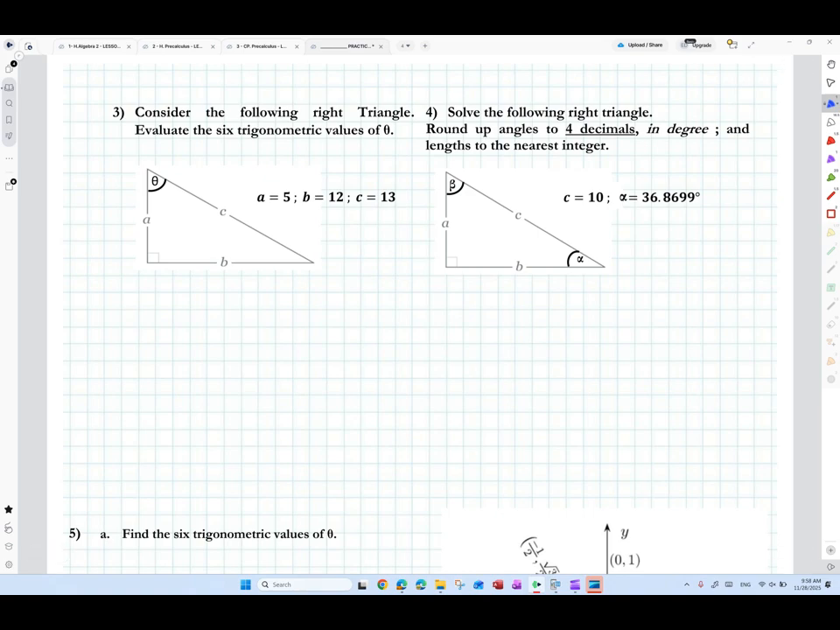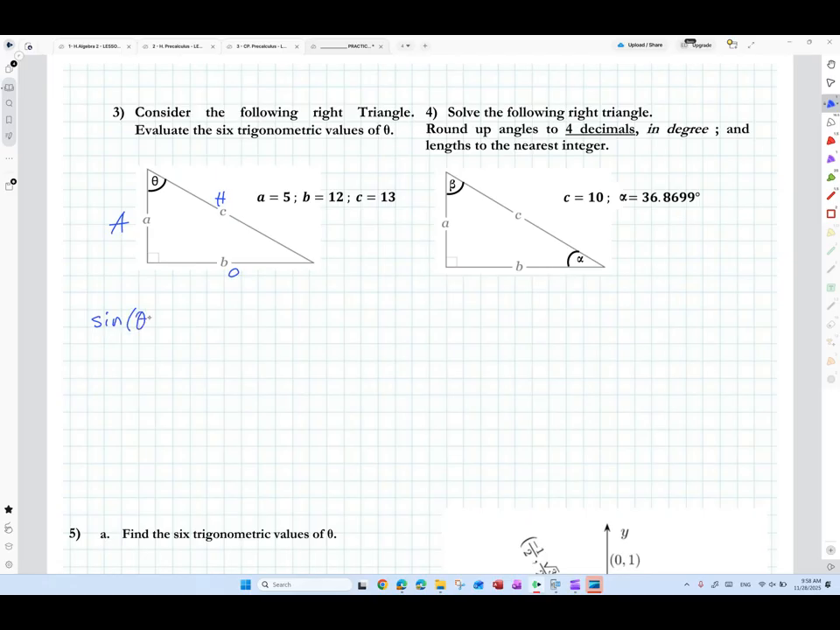Question 3 and 4, I need to evaluate trigonometric values for number 3. So the first thing that you need to do is to identify the sides A, B, and C. That is, I need to identify the hypotenuse, the adjacent to the angle theta, and the opposite. And here, I just need to know SOHCAHTOA.